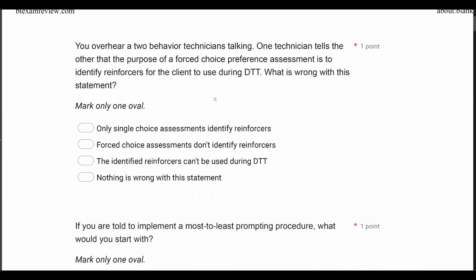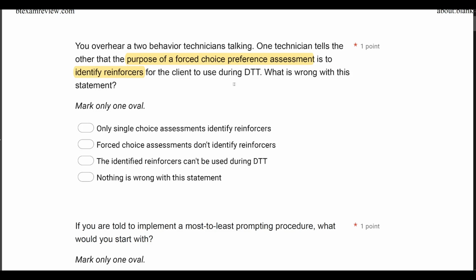You overhear two behavior technicians talking. One technician tells the other that the purpose of a forced choice preference assessment is to identify reinforcers for the client to use during DTT. What is wrong with this statement? All right. We are trying to figure out what is wrong with the statement that the purpose of a forced choice assessment is to identify reinforcers. Now, what immediately jumps out at you when you're evaluating the statement?